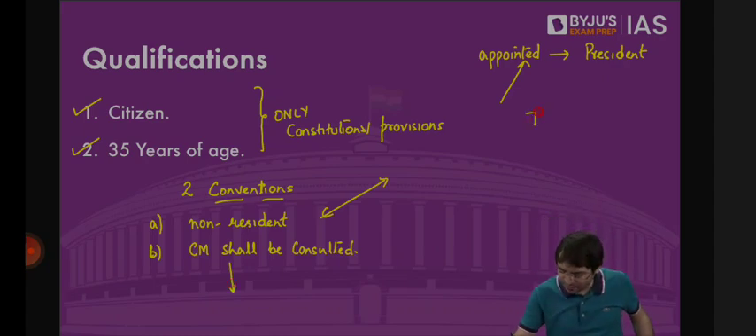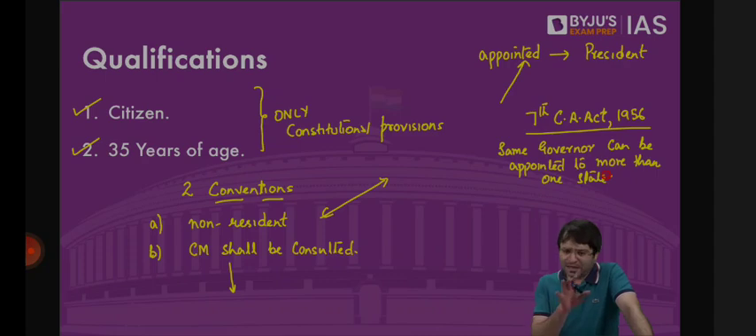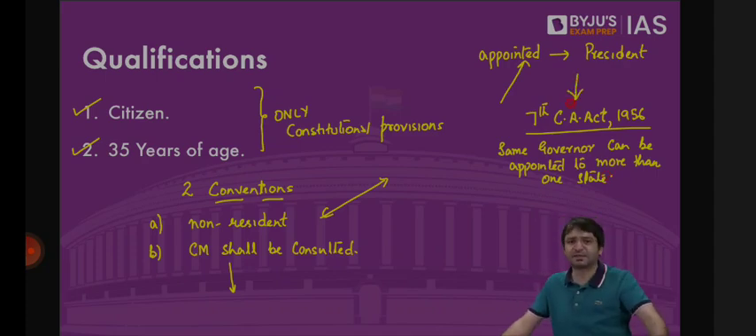But the constitution was amended, 7th Constitutional Amendment Act, 1956. The same governor can be appointed to more than one state as well. A governor of a state can be appointed as the governor of another state as well. So we may have one governor for two or more states. This was not allowed previously, but the constitution was amended by the 7th Constitutional Amendment Act, 1956.